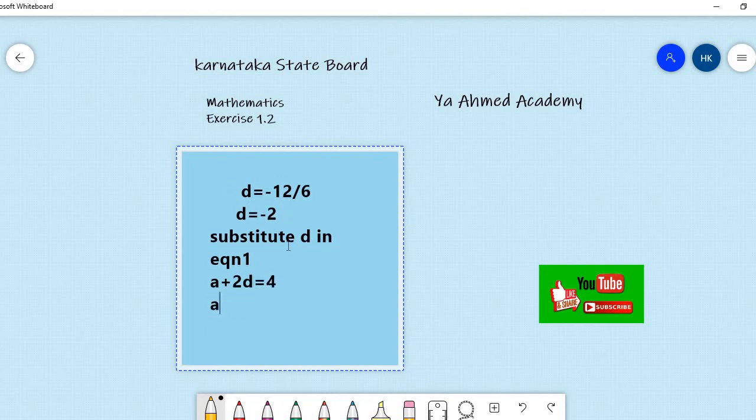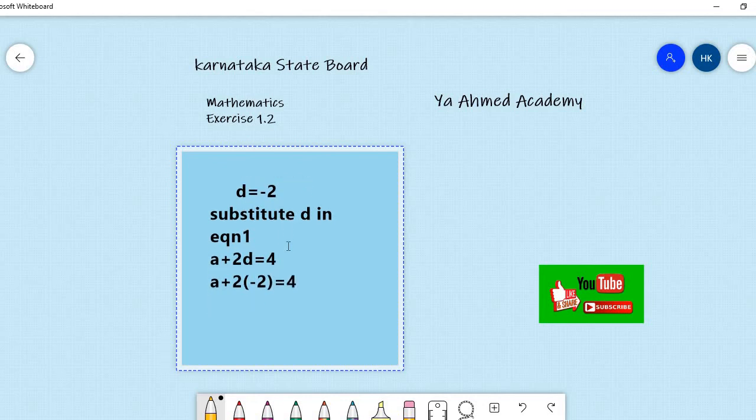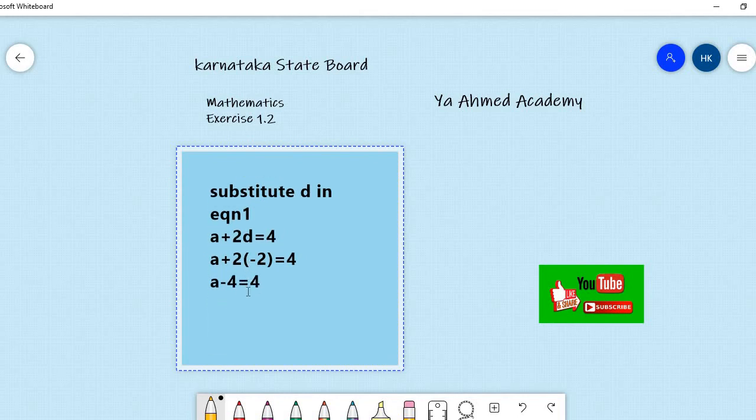Now you have to find out the value of a, so write it as it is. 2, we have it, and the d value we found out is minus 2, equal to 4. Now plus into minus is always minus. 2 into 2, 2 twos are 4, equal to 4. Now you have to find out the a value. As we have solved so many steps, it's very easy now. a equal to 4, keep it as this 4, write it as it is.